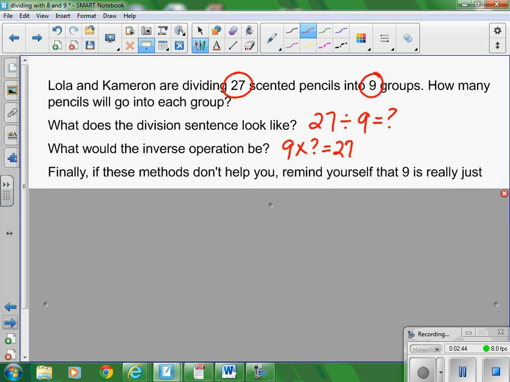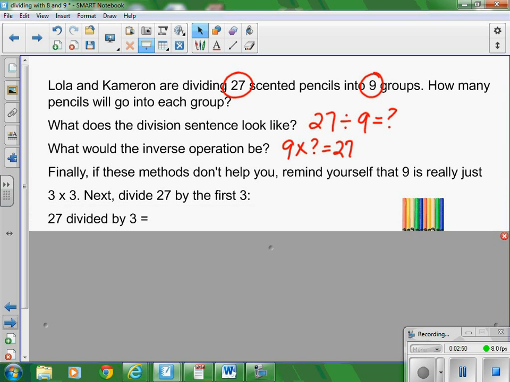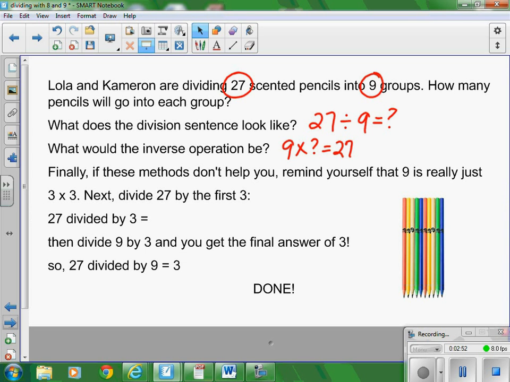And if you don't know what it is, if these methods don't help you, remind yourself that 9 is really just 3 times 3. Now, when you think of 9 as 3 times 3, you can divide 27 by the first 3. So break it up into the factors. 27 divided by 3 is what, third grade? 9.